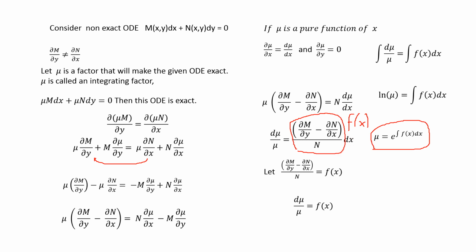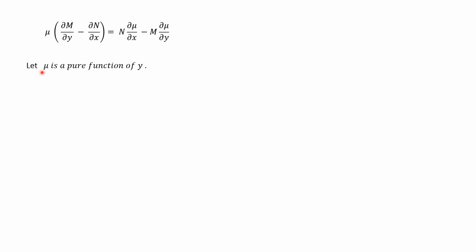Now let us use this again and consider mu as a pure function of y. So I had this. Now if mu is a pure function of y, then the partial derivative of mu with respect to y is d mu/dy, and the partial derivative of mu with respect to x is equal to 0.